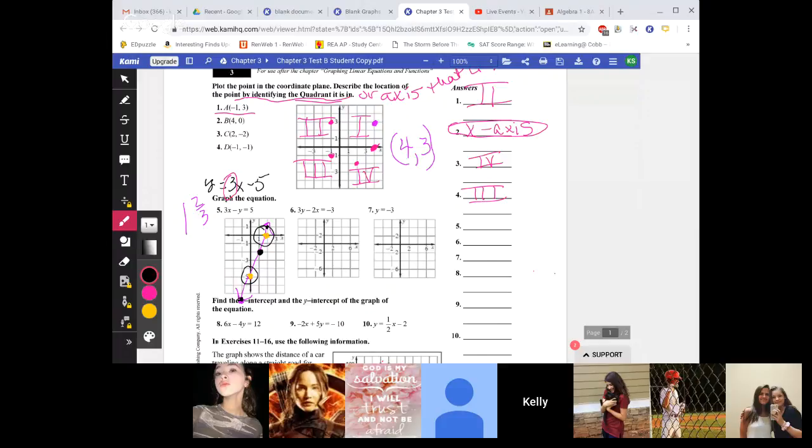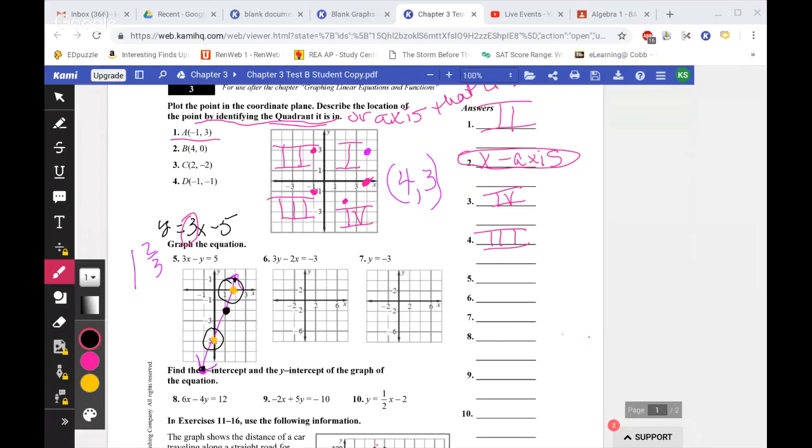All right, let's look at number 6. I'm going to switch back over to the Google Hangout and tell me, what method do you all like best? Should I try this one? Do you want me to convert it to slope-intercept form? That one's easiest to me. It is easiest to you? Yes, ma'am. Okay.